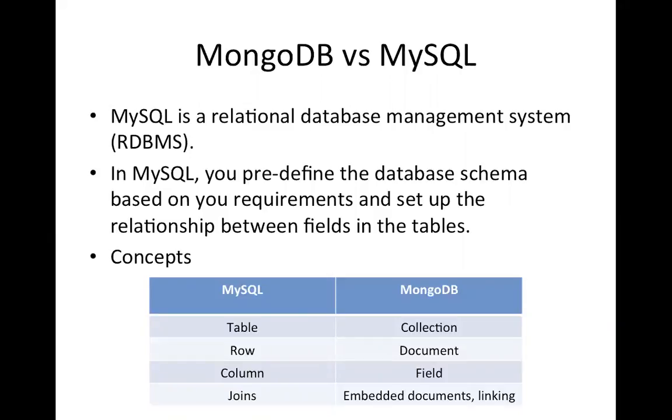MySQL uses tables, rows, columns, and joins, but MongoDB uses collections, documents, and fields. In MongoDB, we use a different data structure because it's a non-SQL database. It provides a high performance database for users. So this is our next topic to discuss.